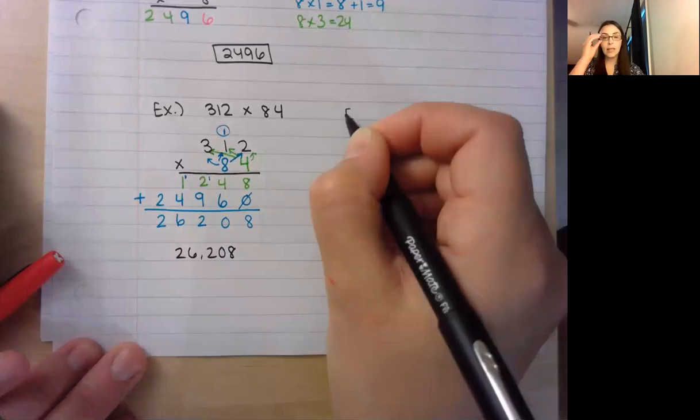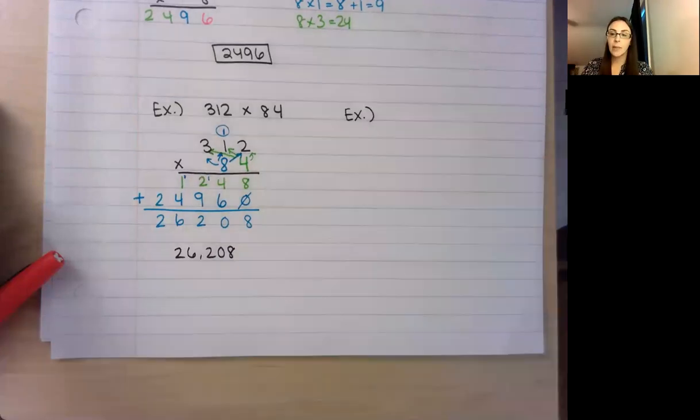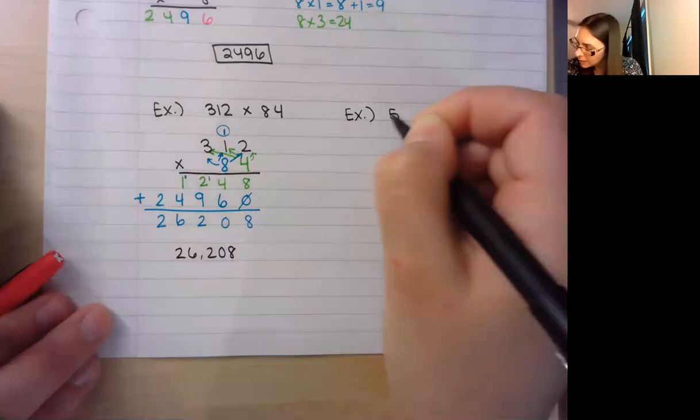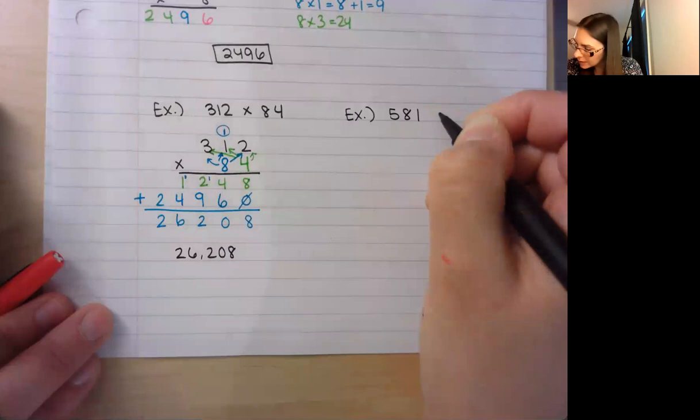All right, and let's do one last example. I want to multiply by a 3-digit number this time, so you can see that this time I'll have 3 rows underneath. So let's do 581 times 146.